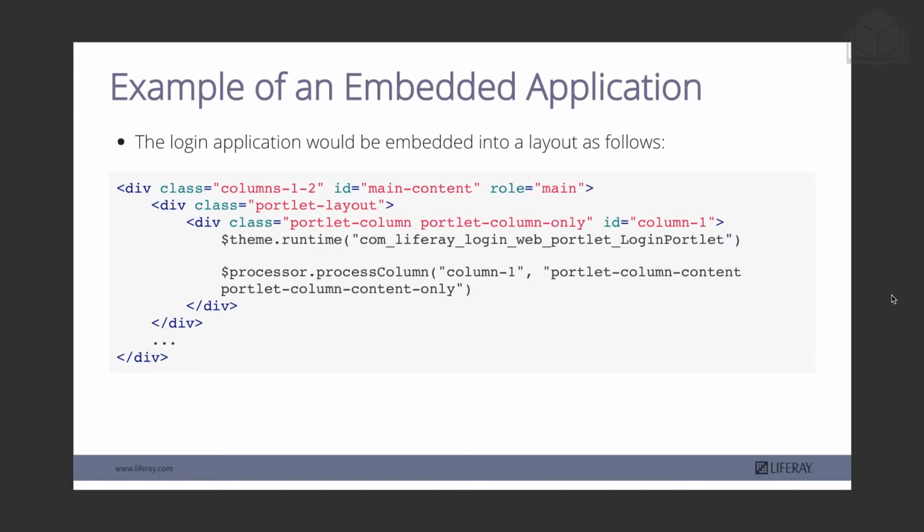So this is an example of some widgets that can be included. Okay, so for example, if we were using the theme.runtime, we wanted to embed the login portlet, okay, so the login widget. We can go ahead and use theme.runtime and then grab the class ID there, okay? And that would embed it in this particular column of this layout.